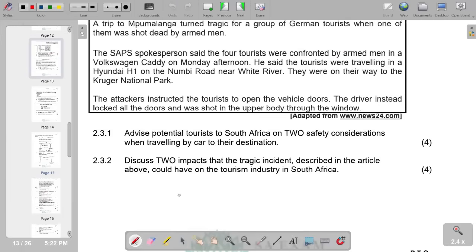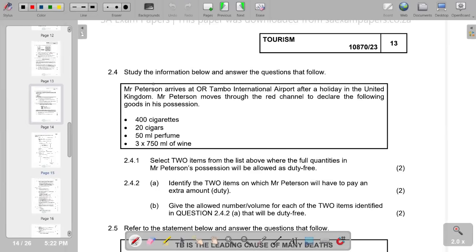Then I will move on to the next part, which is 2.4. Study the information below and answer the questions that follow. So we are given information which reads, Mr. Peterson arrives at OR Tambo International Airport after a holiday in the United Kingdom. Mr. Peterson moves through the red channel to declare the following goods in his possession. We have got 400 cigarettes, 20 cigars, 50 milliliter perfume, 3 times 750 milliliter of wine.